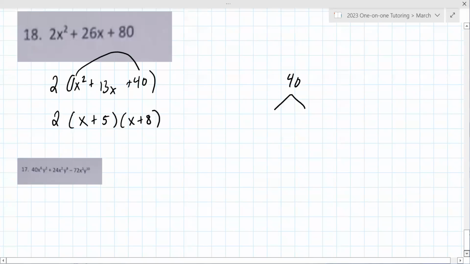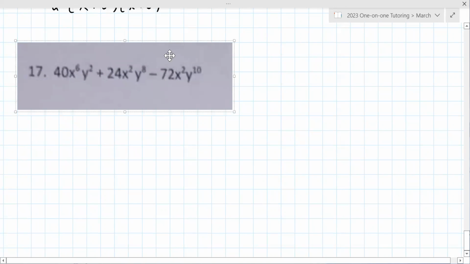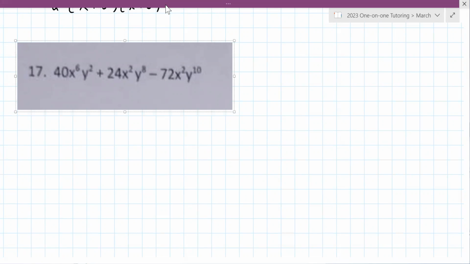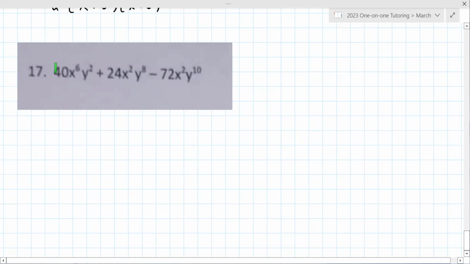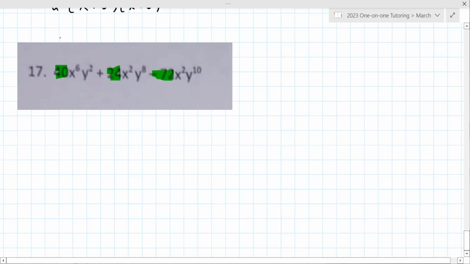Okay, so the very first type of factoring you always do is a GCF. And I keep repeating myself because I really want you to hear those words when you're going to your test or quiz: GCF first, GCF first. So look at 40, 24, and negative 72. What is the largest number that goes into all three of those?